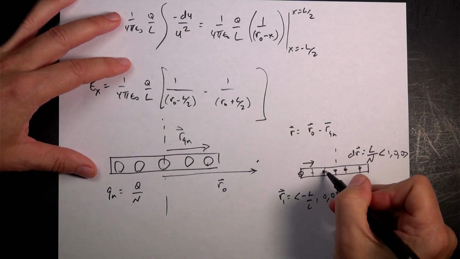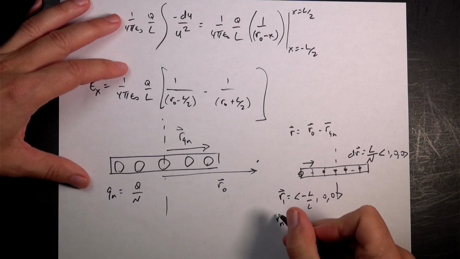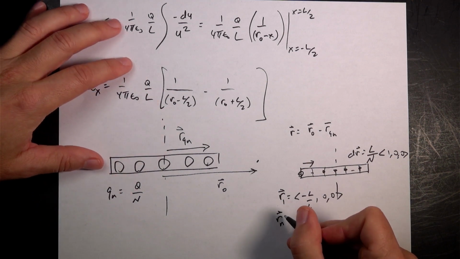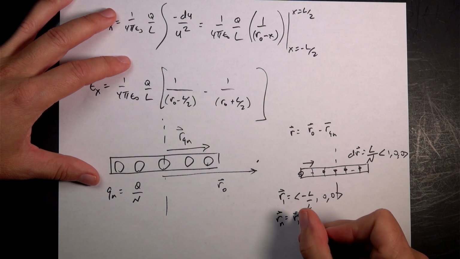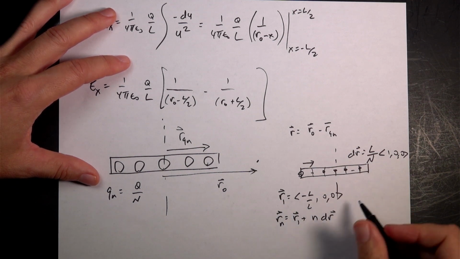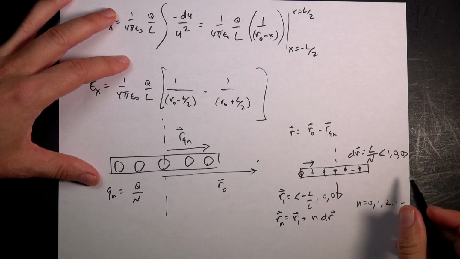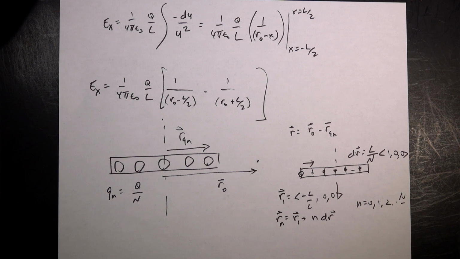So then I can find the location of any of these charges. I can say Rn, which I called RQN. Rn is going to be equal to R1 plus N times dr, where N is 0, 1, 2, all the way up to N. Okay, so that's what I'm going to do. The first thing I'm going to do is to make these spheres, and then I'm going to calculate this stuff.